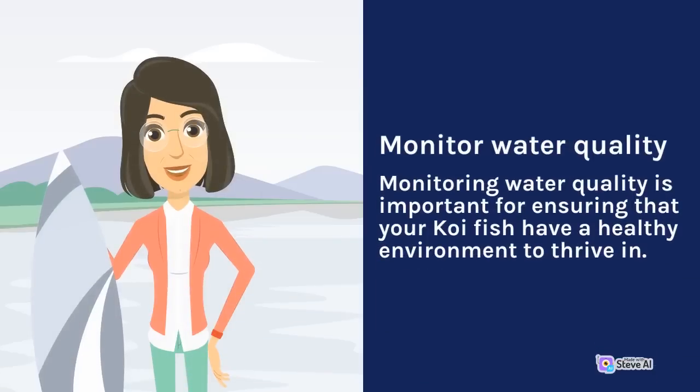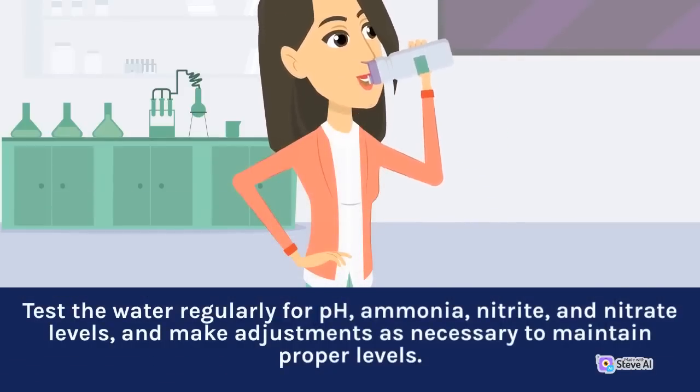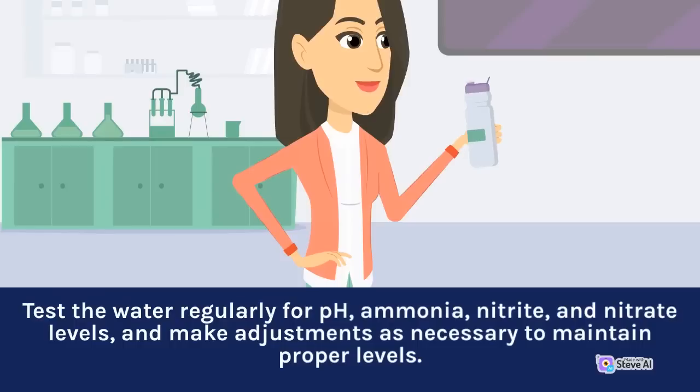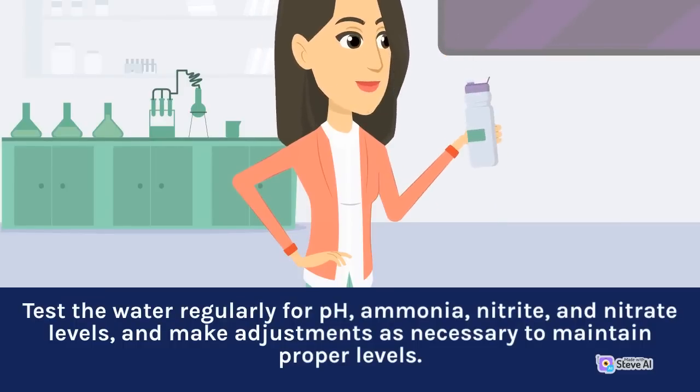Monitor water quality. Monitoring water quality is important for ensuring that your koi fish have a healthy environment to thrive in. Test the water regularly for pH, ammonia, nitrite, and nitrate levels, and make adjustments as necessary to maintain proper levels.